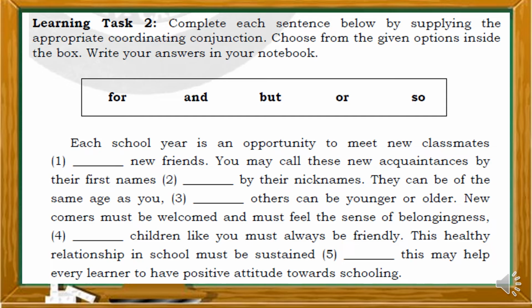You may call these new acquaintances by their first names, blank by their nicknames. They can be of the same age as you, blank others can be younger or older. Newcomers must be welcomed and must feel the sense of belongingness. Blank children like you must always be friendly. This healthy relationship in school must be sustained. Blank, this may help every learner to have positive attitude towards schooling. Again, I will give you time to answer this.